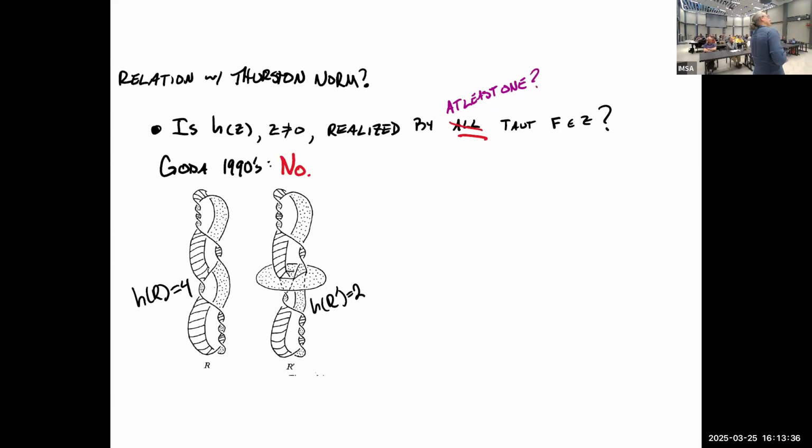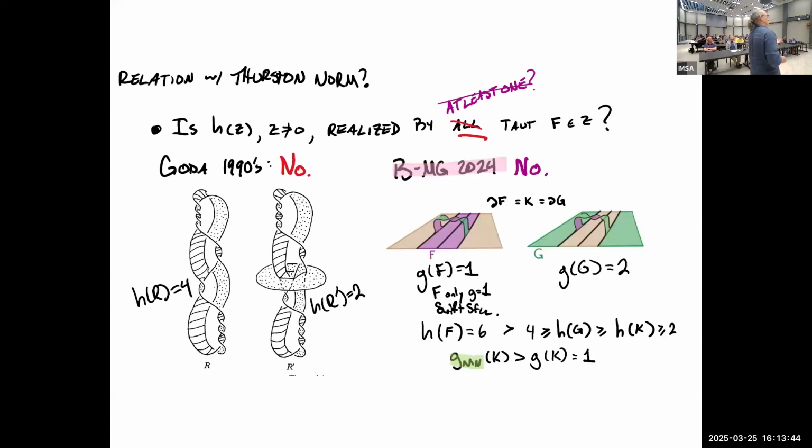So you might want to say, well, maybe at least one surface is realized by a top or a norm-minimizing surface. But fairly recently, this past year, Fabiola and I actually managed to concoct an example of a knot that's genus 1, with a unique genus 1 Seifert surface. But that genus 1 Seifert surface had higher handle number than a different genus 2 Seifert surface.